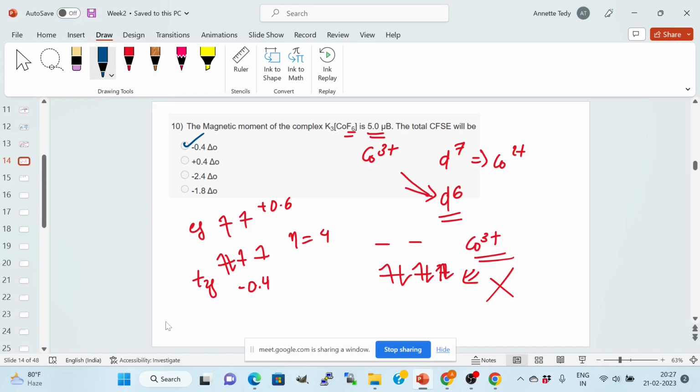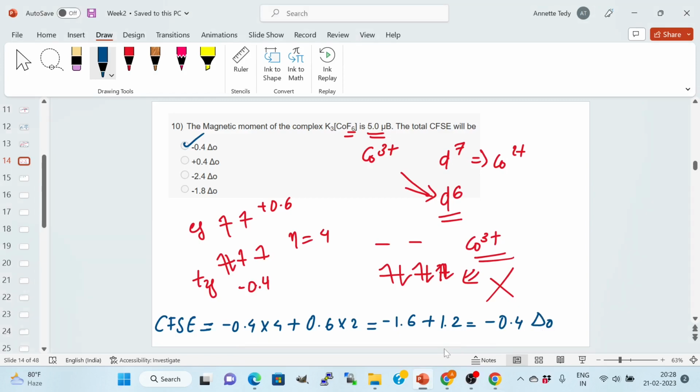Okay, so CFSE is equal to minus 0.4 into 4 because there are 4 electrons in T2G, plus 0.6 into 2. 2 are coming from EG. So this is minus 1.6. 0.4 into 4 will be 1.6, and it is minus, plus 0.6 into 2 will be 1.2, which is equal to minus 0.4 delta O. Right? Okay.